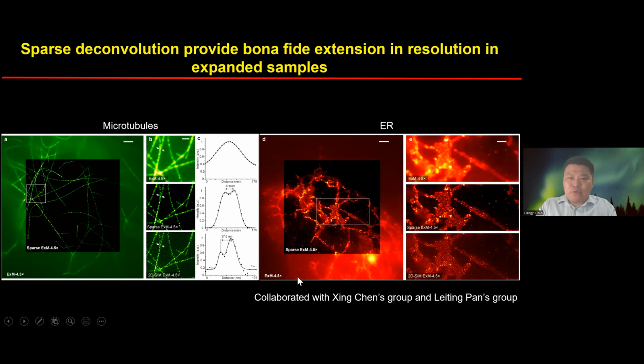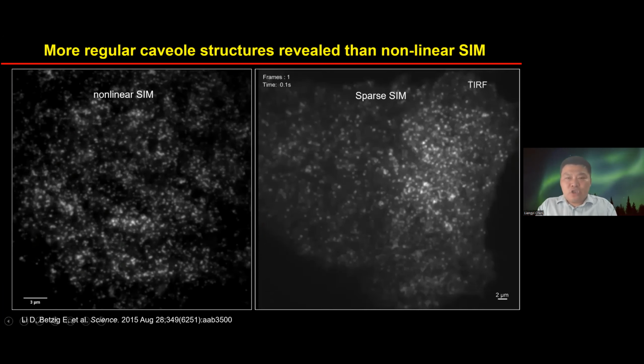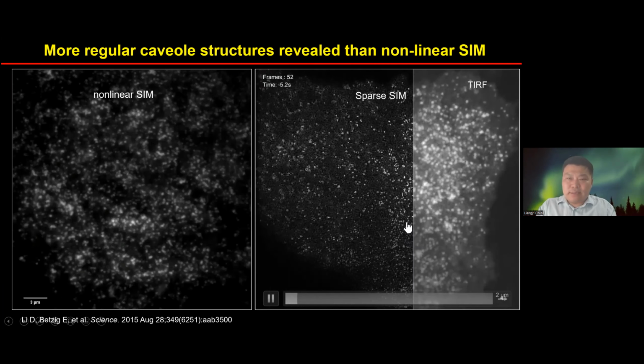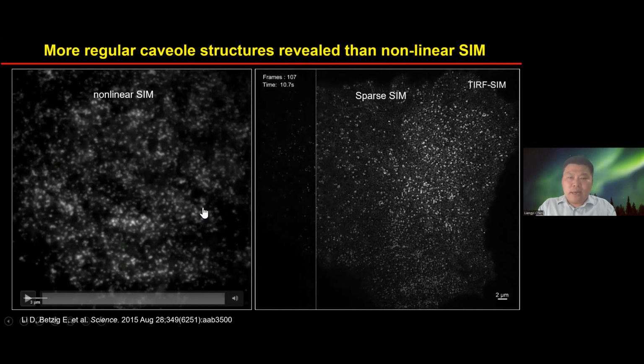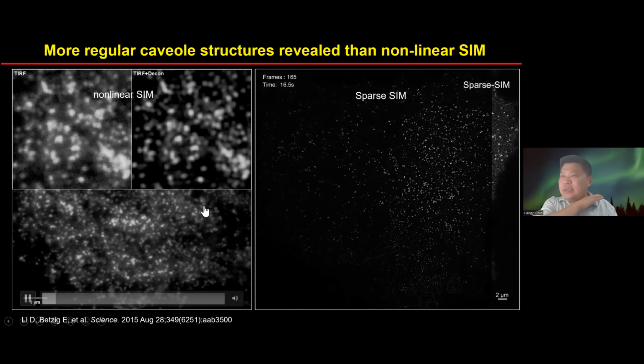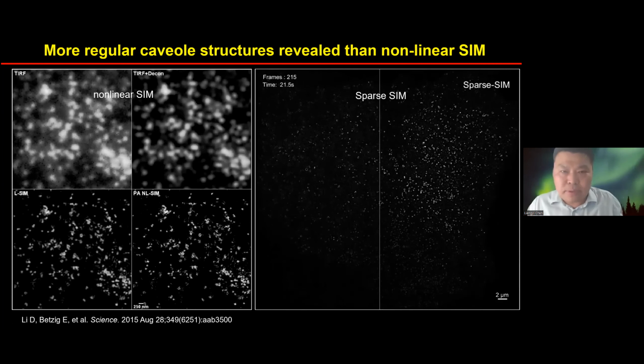How about the complicated structures? We can use expansion microscopy, where samples like microtubules or ER are expanded and imaged either with structured illumination as ground truth, or just use sparse deconvolution on the wide field. And we can see that they correlate very nicely, even for these complicated structures. So having established that our method actually works, now we can test previous state-of-the-art samples people have shown.